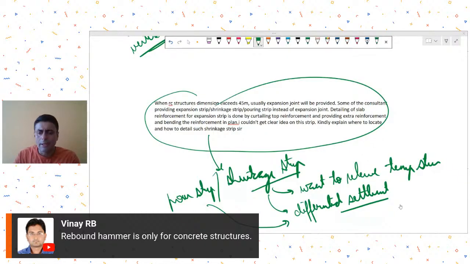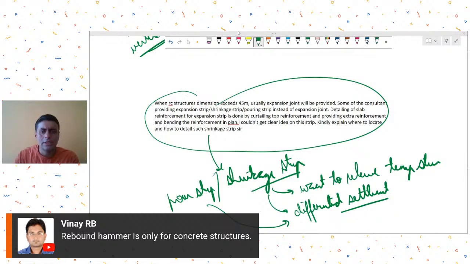No, but you could calibrate the readings of rebound hammer even for a masonry structure. You could calibrate those results. Let's say you start using rebound hammer for a load bearing masonry structure also.